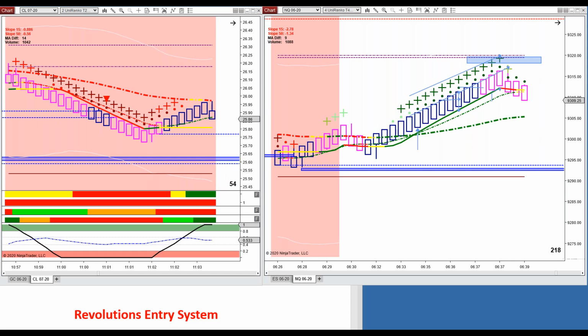How many contracts in your back testing? Like I said, on crude 2, gold 2, NASDAQ 3, E-mini 3. Does this work in NT market replay or playback? It does. It'll work on market replay because we've watched it.